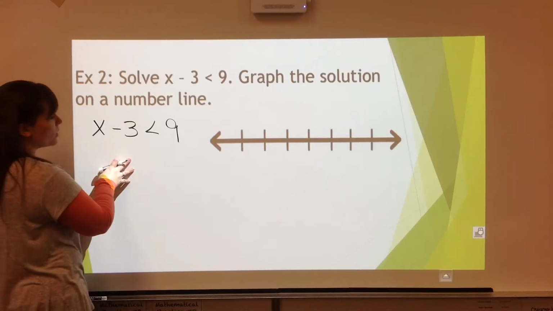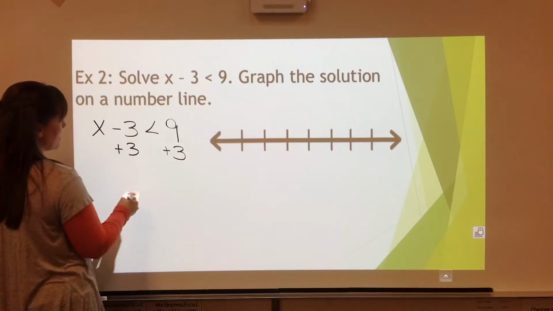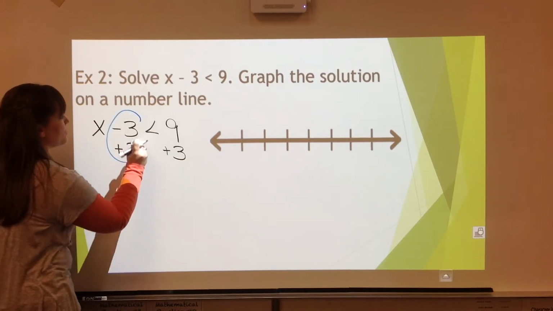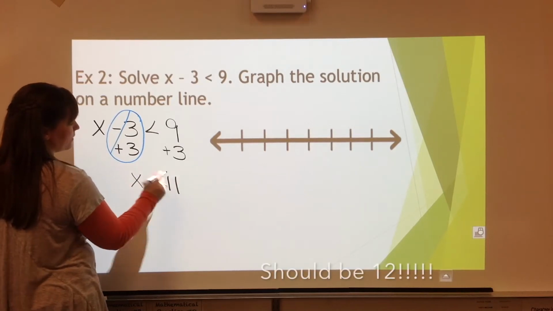Write down the inequality first. I'm going to add 3 to both sides. This goes away. It's a 0. I'm left with x on the left and 11 on the right.